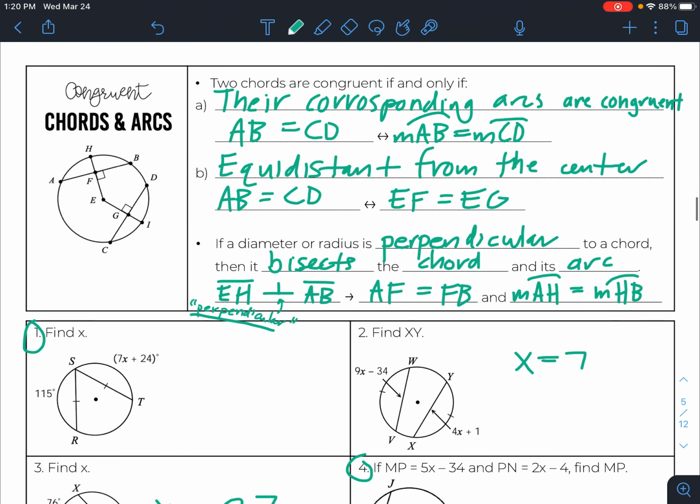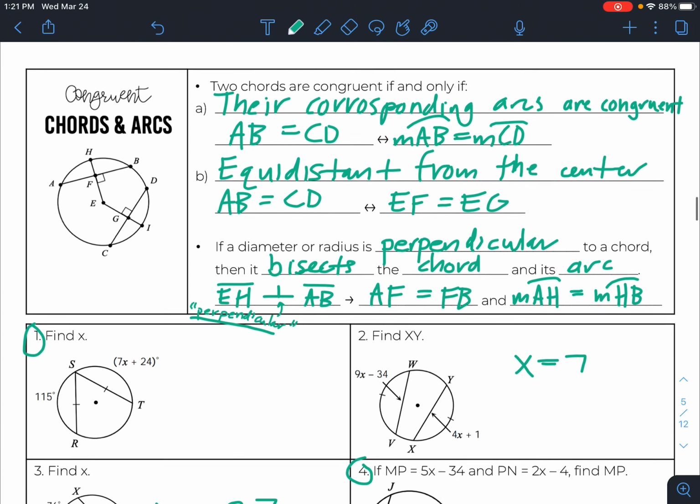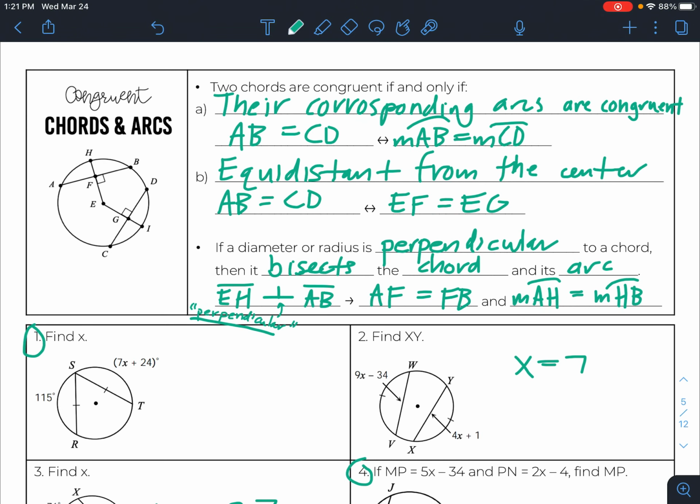Okay. So how do we use this then? Well, on this first one, we need to find x, right? And to do that, we're going to use our rules of chords that are congruent and perpendicular chords.